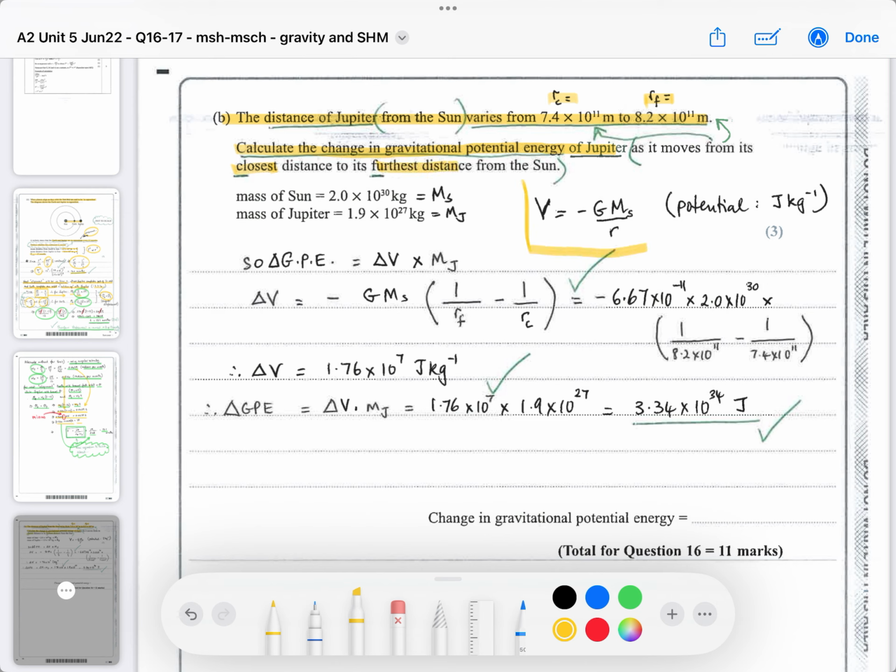So the equation for potential is V equals minus Gm over R. So this is given to you. Obviously this is joules per kilogram. The unit should help you understand. So we have to put the mass of the Sun in this equation.